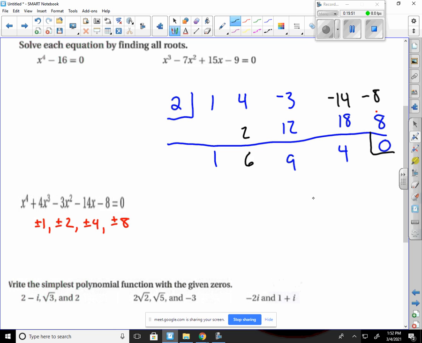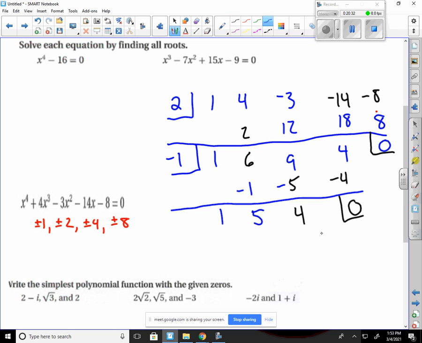I still have 4 terms here, though. So that means that I have to do it again. And I can choose one of those other roots. There was either -1 or -4. I'll just go with -1. Bring down my 1. -1 times 1 is -1. 6 minus 1 is 5. -1 times 5 is -5. 9 minus 5 is 4. -1 times 4 is -4. This becomes a 0.